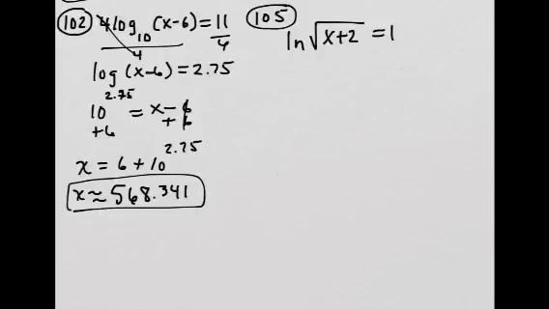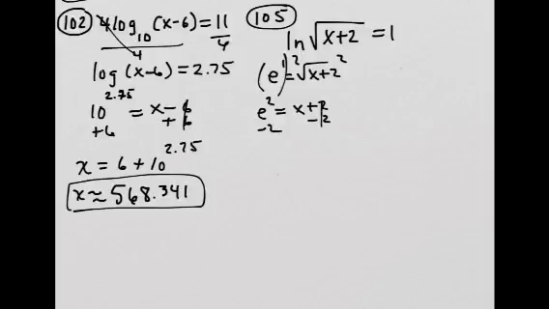For 105, I have one of two choices. I can just go straight to e to the first equals the square root of x plus 2, and then square both sides to get rid of the radical. So square both sides, and you get e squared equals x plus 2. Subtract the 2, and you get x equals negative 2 plus e squared. Okay, that's one way.